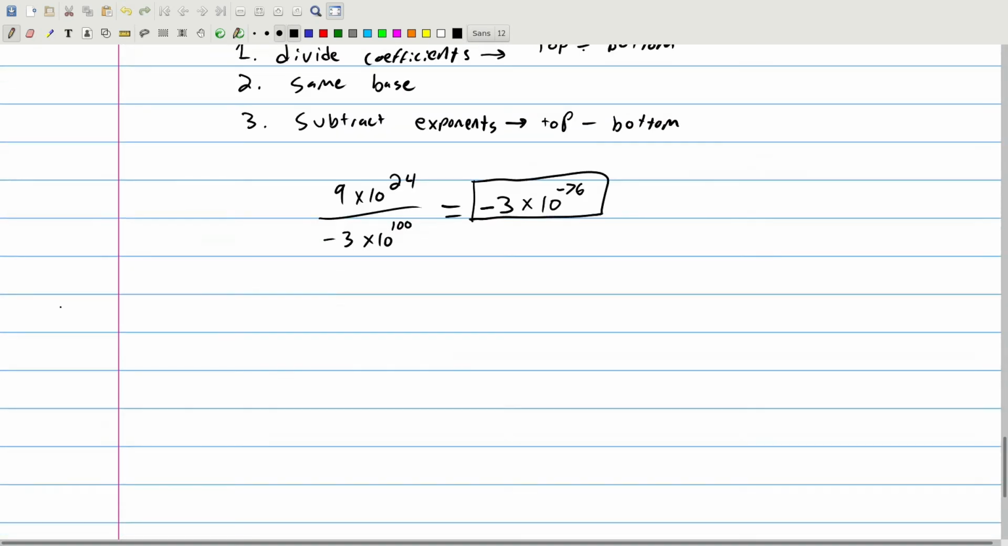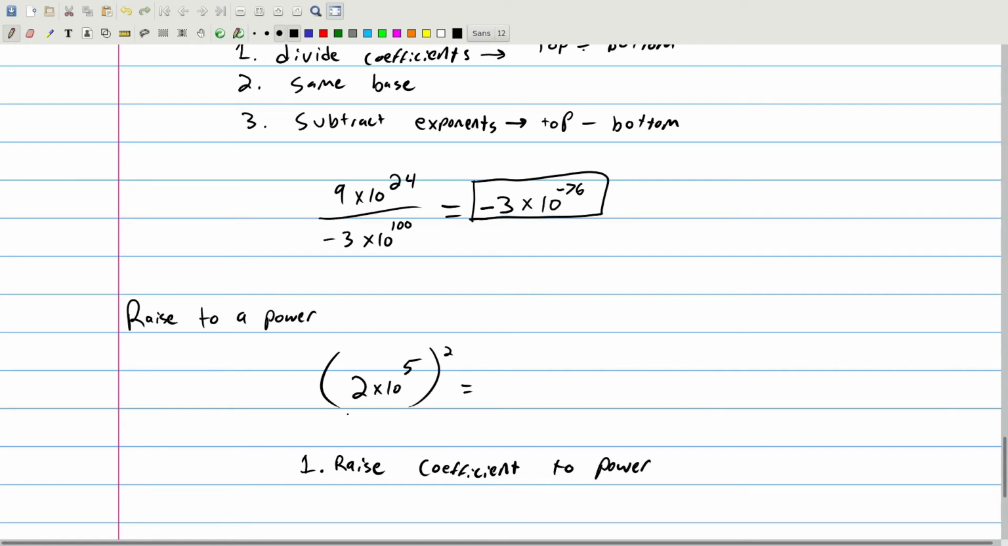Finally, when we do raising to a power, here's what it's going to look like. Something like this: 2 times 10 to the 5th, squared, is equal to. Okay, so in this case, we multiplied coefficients, and when we divided, we divided coefficients. So when we square something, what do you suppose you do? You're going to square the number. You're going to raise the coefficient to the power.